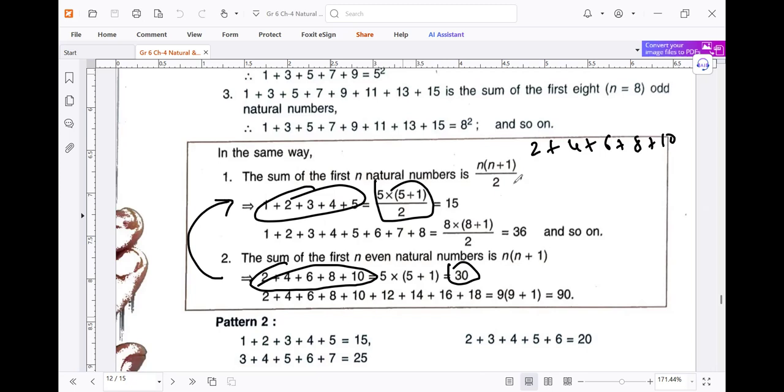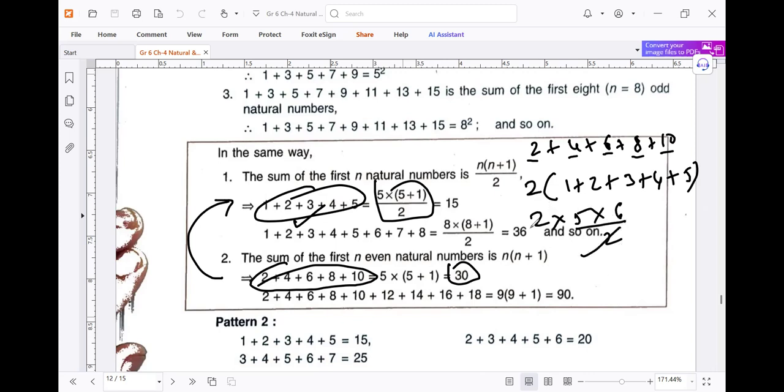Okay, shall I give the answer? Yes or no? What is the common factor of all of these? What is the highest common factor of all these numbers? 2. So can I take 2 out? Can I get 1 plus 2 plus 3 plus 4 plus 5, right? Yes or no? So I got this here. So it is 2 into 5 into 6 divided by 2, correct? So this 2 will get cancelled. You get the answer as 30, correct?